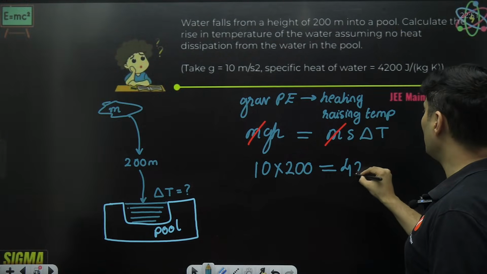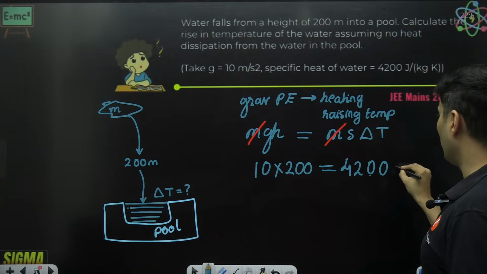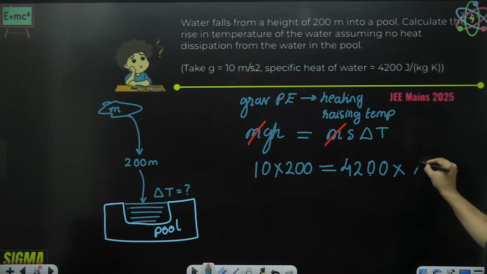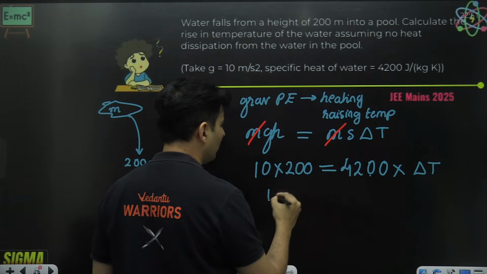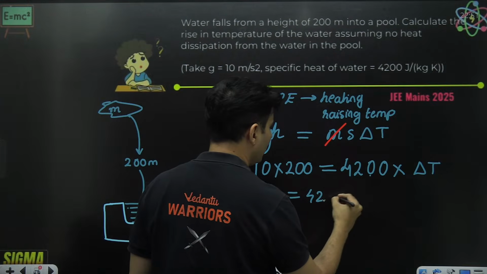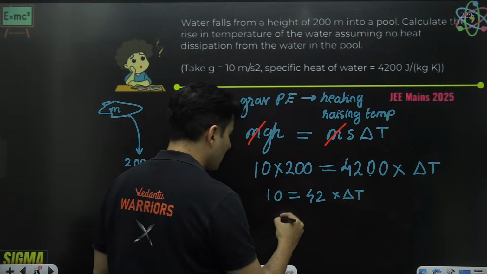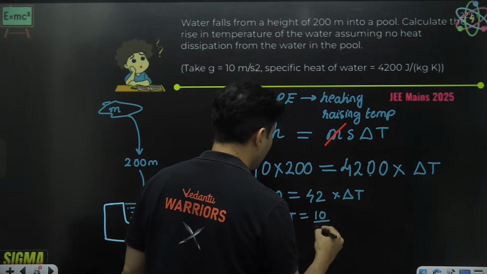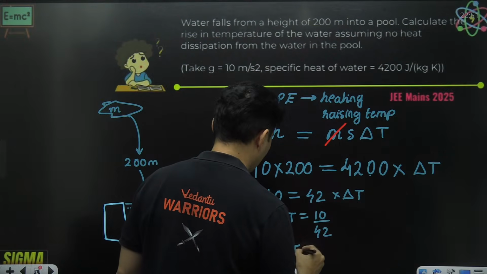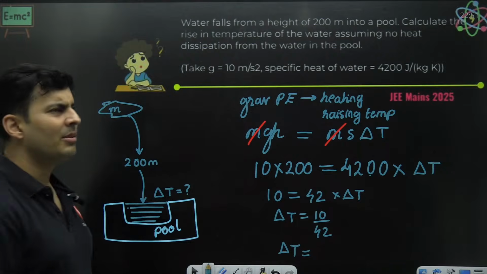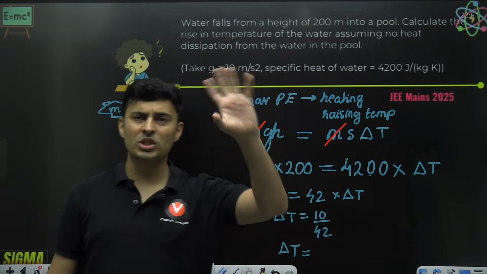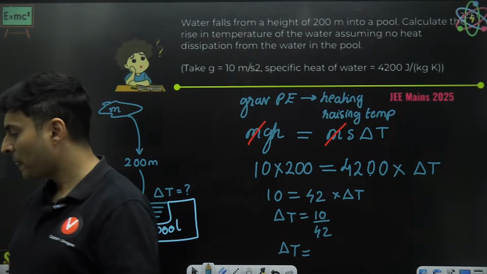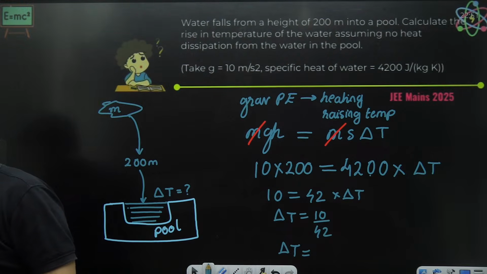4, 2, 0, 0. What is delta T? Oh, that only I have to find. So delta T over here. These two zeros went off. So 10 is equal to 42 into delta T. So delta T is equal to 10 by 42. Do the math and tell me how much it is roughly coming out to be. It's like 1 by 4 approximately, so it will be close to 0.25, I'm guessing. Just check out. How much are you roughly getting? Close to 1.25.